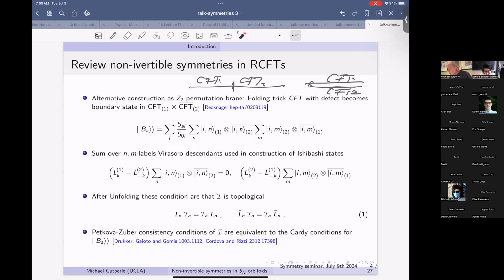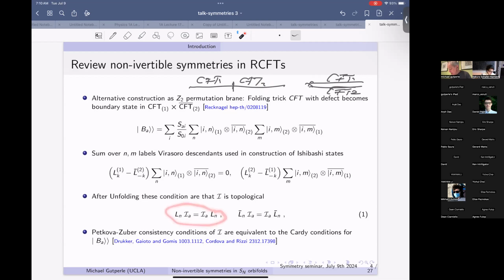is given by taking the Ishibashi states, where I basically sum over the primaries and then all the descendants in the way. And here I'm basically then exchanging the first and the second CFT. So if this would be 1 and 2 here, this would be basically a completely separated defect. But when I make this Z2 permutation, the boundary state satisfies the following properties, where the Virasoro modes basically have the usual behavior, but now with L1 and L2 bar and L2 and L1 bar. And that's basically when you unfold, go back to this, then this actually is equivalent to the fact that this defect then is topological.